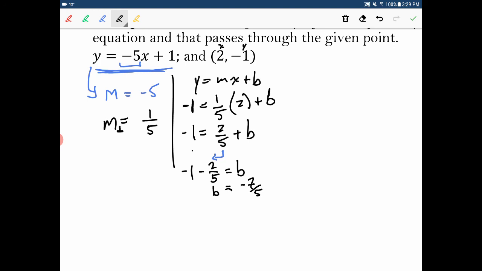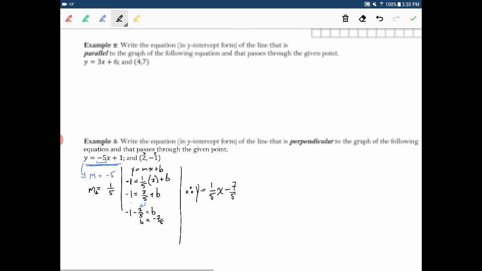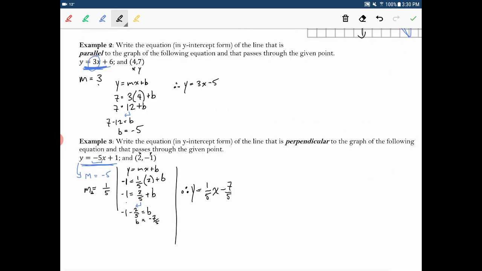So that's it, basically. Well, it's not it. We've got to write out our answer, I guess. So our final answer is y is equal to 1/5 x minus 7/5. And that's it. Okay, you don't have to change anything to decimals because there's no reason to change anything to decimals. So why would you do extra work, right?